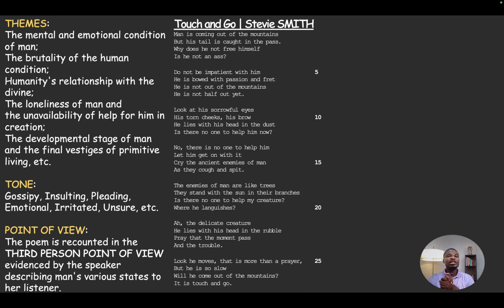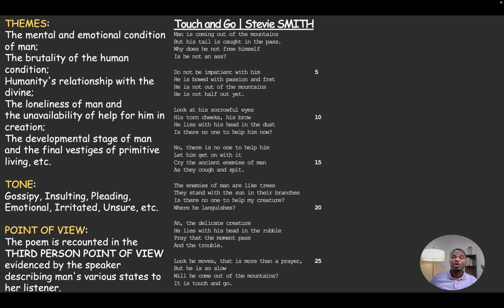Now, in terms of themes of the poem, we see the theme of the mental and emotional condition of man, or humanity, the brutality of the human condition. We also see the theme of humanity's relationship with the divine. So we see that multiple times in the mentioning of divine, my creature and all of that, or prayer.